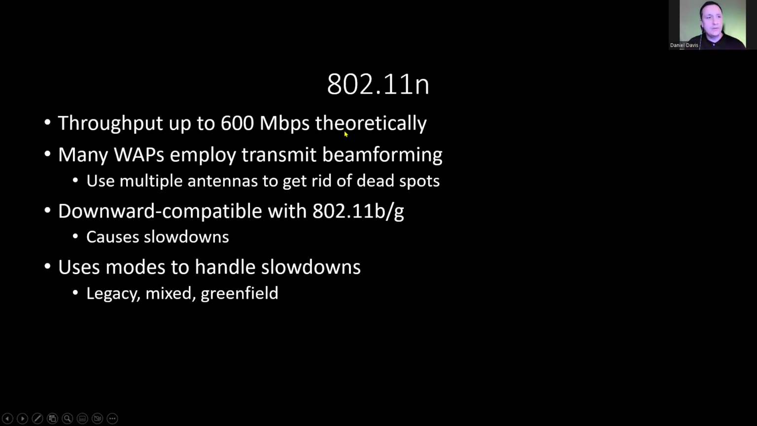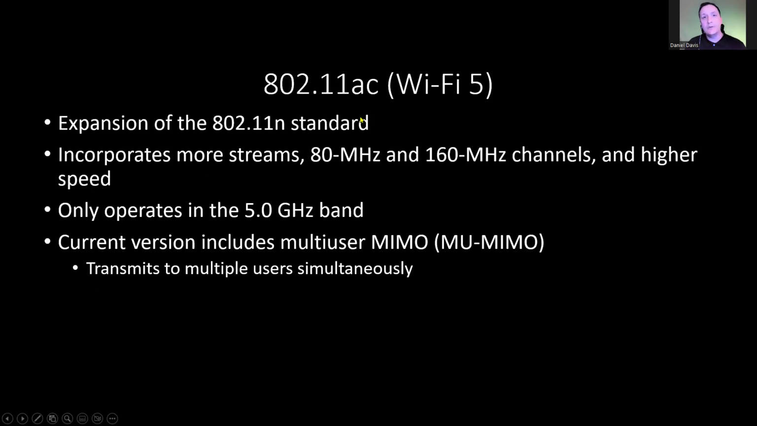A little more on 802.11n. The throughput was up to 600 megabits per second theoretically. Many wireless access points employed transmit beamforming, using multiple antennas to get rid of dead spots. It was downward compatible with 802.11b and g, but it would cause slowdowns. Again, no free lunch here. It uses modes to handle slowdowns, so you had three modes to choose from: legacy, mixed, and greenfield mode.